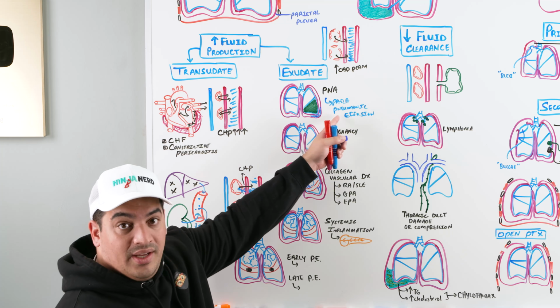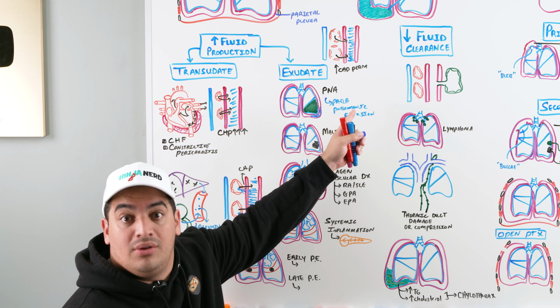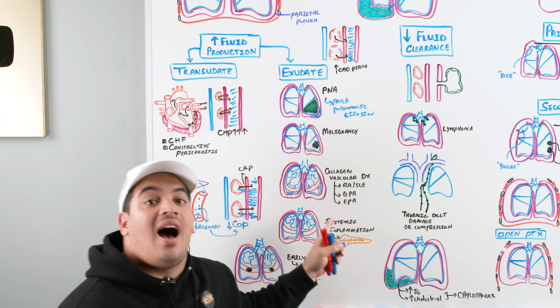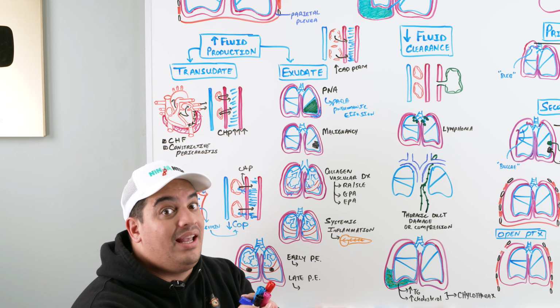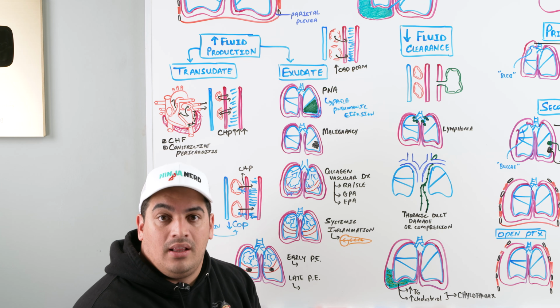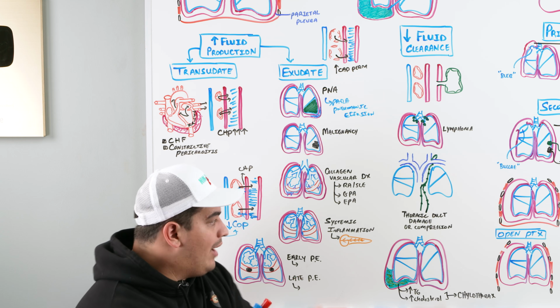So think about that as well. So we got pneumonias, or any kind of infection really. Think about tuberculosis as well. Malignancies, collagen vascular diseases like RA is a big one, SLE, and then your vasculitides like Wegener's and Churg-Strauss.